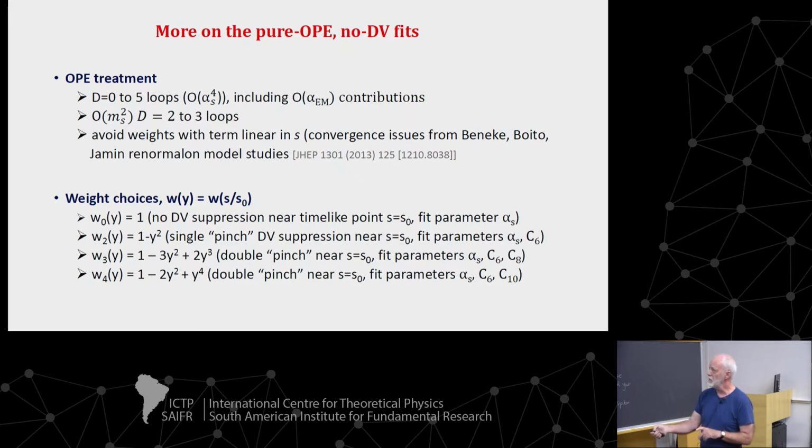And then there are 2 weights with a double 0 at y equals 1. This is the kinematic weight from tau decay, and this is a different doubly pinched weight. This one talks to alpha S, dimension 6 and 8 condensates. This one, alpha S and dimension 6 from this, dimension 10 from this. And so C6 is common to all 3 of these. Alpha S is common to all of them. You can look for consistency tests about whether the C6s that come out of the different analyses here are consistent and whether the alpha S's are consistent.